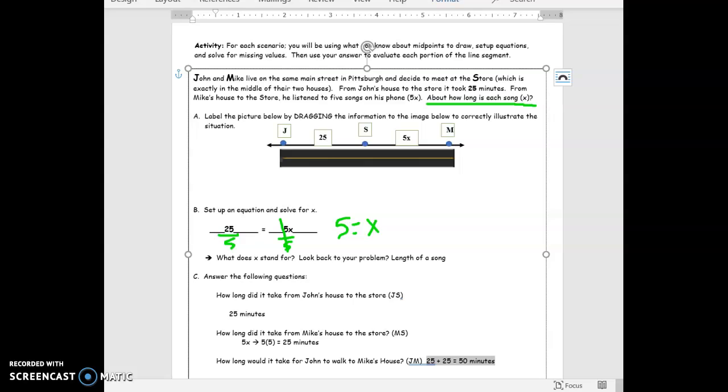All right, let's do one more example together just to make sure that you understand the process and how to label correctly.